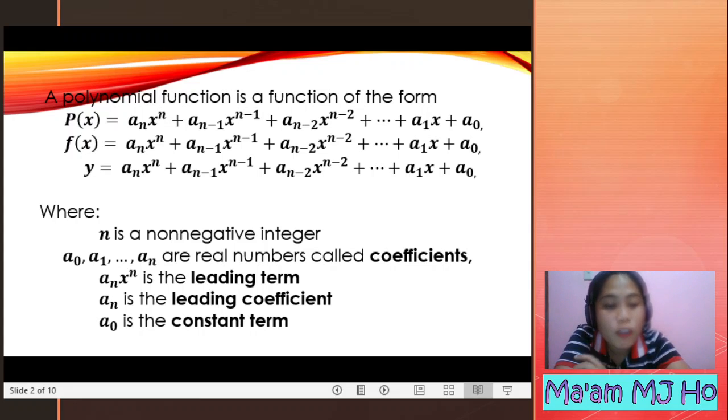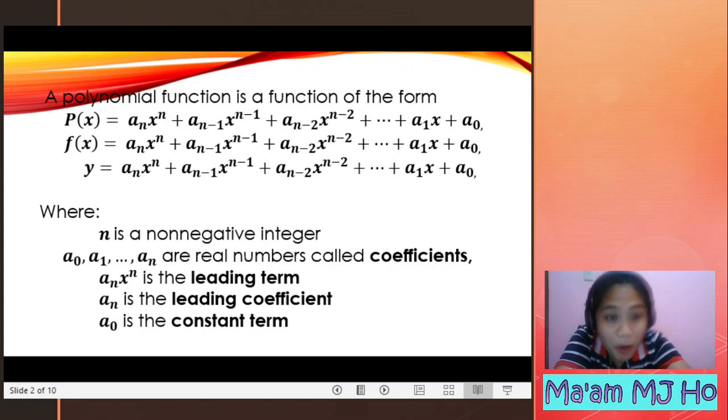So if you want to identify sa isang given polynomial function kung anong leading term, i-identify nyo mabuti kung alin bang term yung may pinakamataas na exponent. And yung term na yon na may pinakamataas na exponent will be classified as the leading term. And out of the leading term, you will be identifying the leading coefficient or the number beside the variable of the leading term. And the last one is a sub 0, or what we call as the constant term.